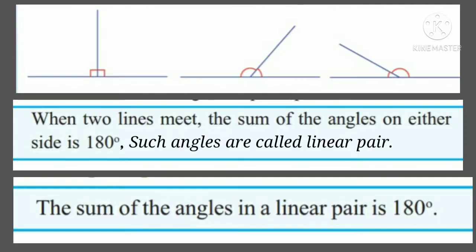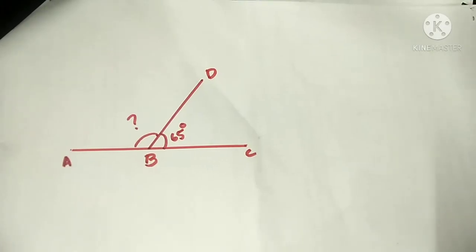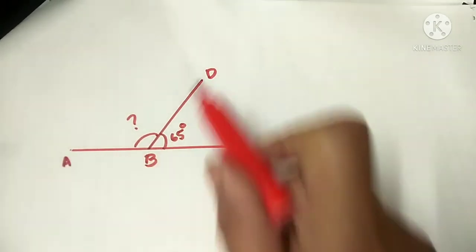Next topic, meeting lines. See these pictures. When two lines meet, the sum of the angles on either side is 180 degree. Such angles are called linear pair. And children, the sum of the angles in a linear pair is always 180 degree. Example, find the unknown angle. Here, angle ABD is unknown.